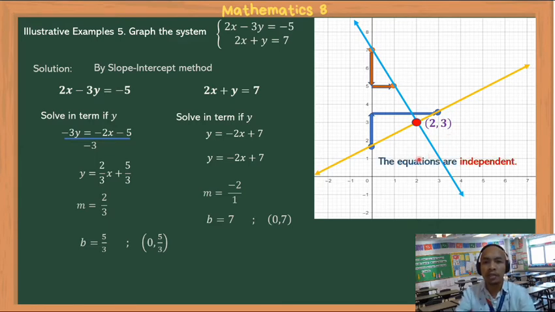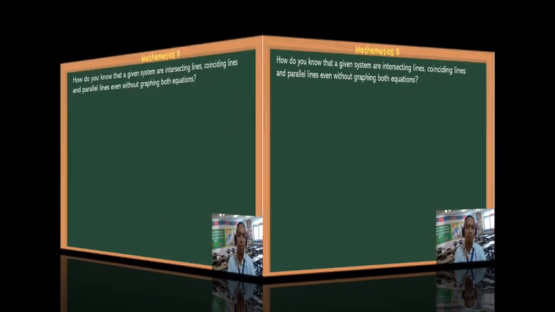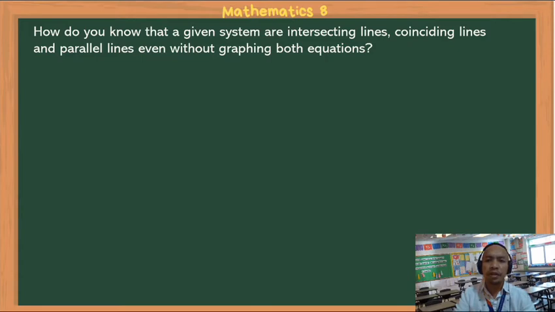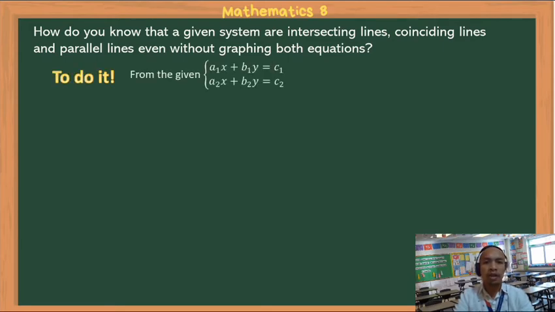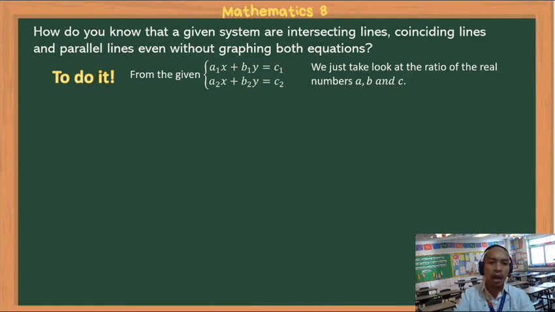In this case, since the lines are intersecting, the equations are independent, the system is consistent, and the system has a unique solution. And how do we know whether a system has intersecting lines, coinciding lines, or parallel lines even without graphing both equations? To do it, we just examine the coefficients of the variables and the constant. And these are real numbers a, b, and c. How do we determine the real numbers a, b, and c? A is the coefficient of x, b is the coefficient of y, and c is the constant.